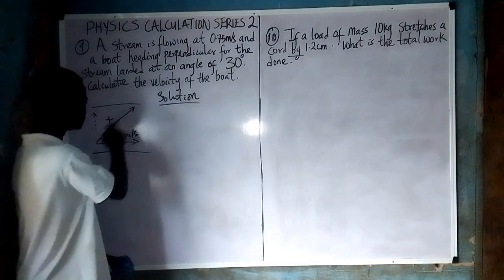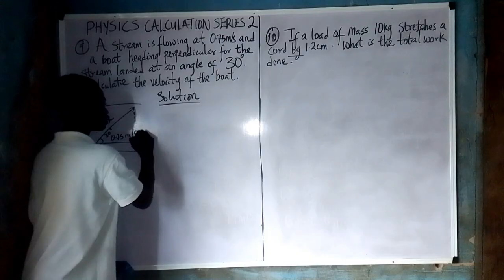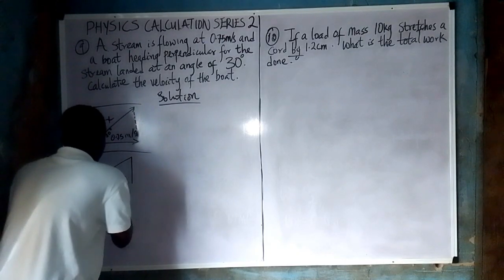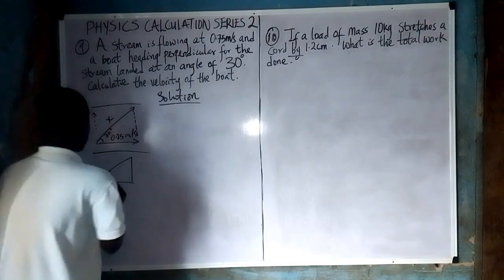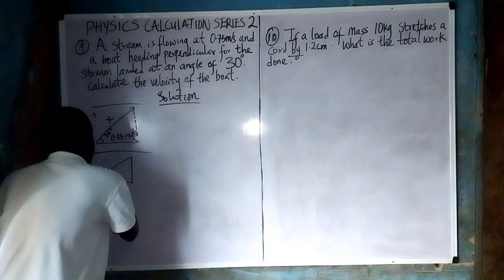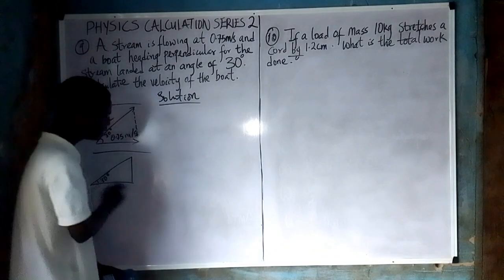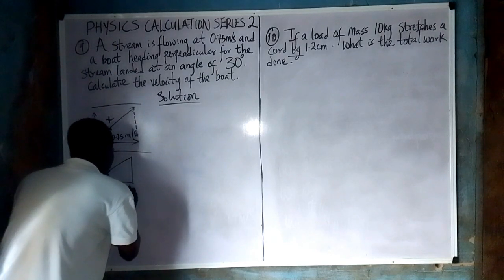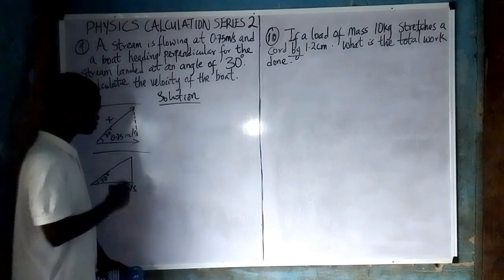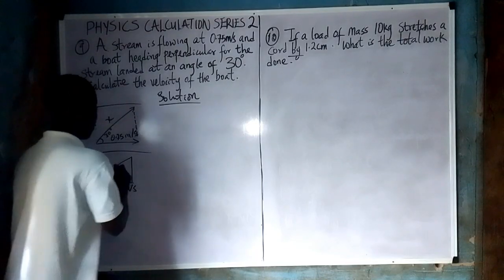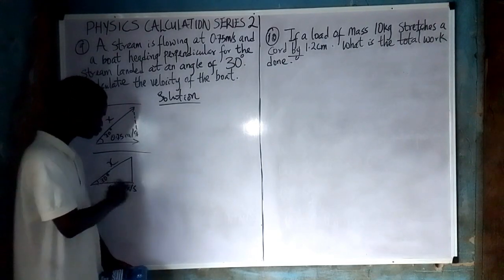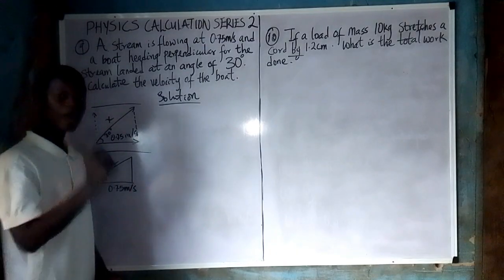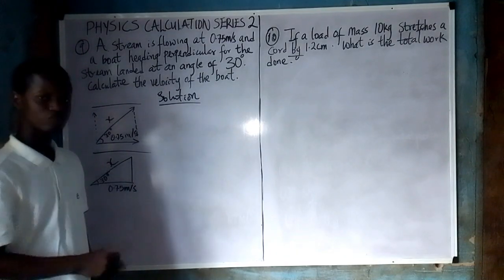Now we can bring this out. Let's complete the triangle. We can bring this out and we say something like this and like this. Then we call here 30 degrees. And then they said this direction for the stream is 0.75 meter per second. This direction for the boat itself is x, while for the stream is 0.75. Now, how do we get x? That is the velocity of the boat.